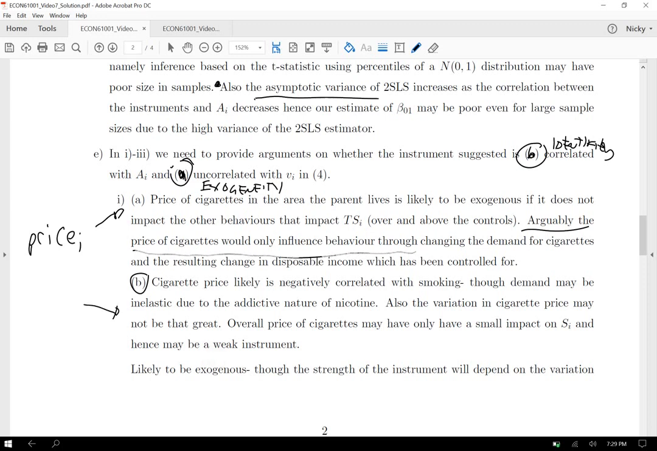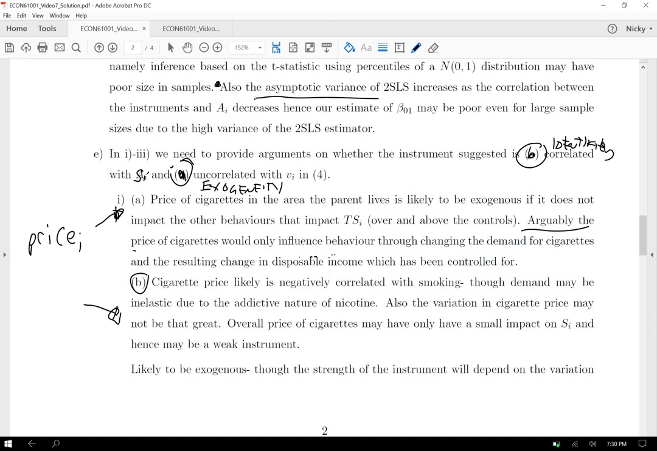So let's start with whether it's identified or not then. Namely, is there a correlation between price and smoking, correlated with SI, so there's two things. So we need to justify, do we think price is correlated? Do we think price of cigarettes is correlated with how much they smoke? Do it in B. And secondly, do we think that price is exogenous? Do we think price is correlated with these omitted factors?